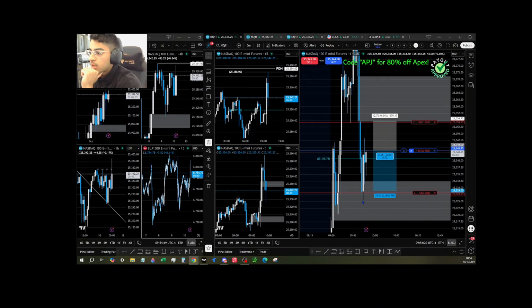Coming back up. If you guys want to scale out at internal or de-risk because of that volume imbalance, feel free. I'm still in the position. I'm going to let it play out. Like I always say, if I get stopped, I have no issue with that as long as it's a trade I do not regret taking, right?